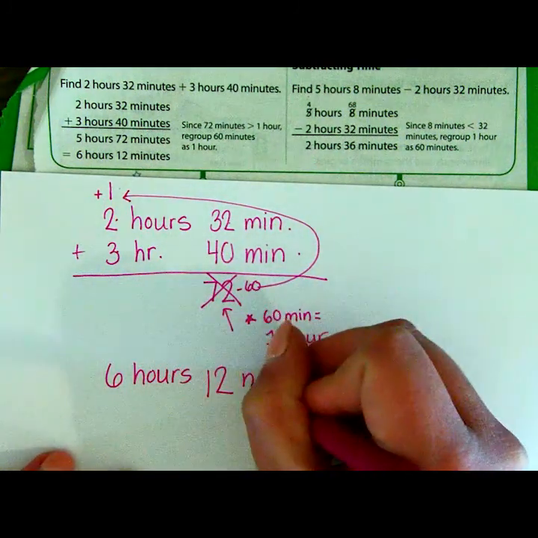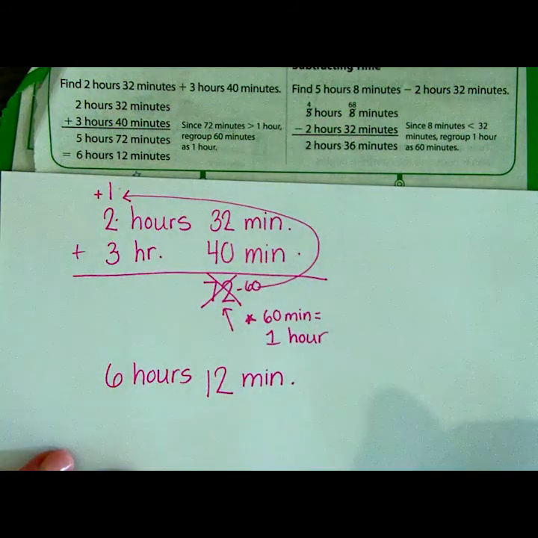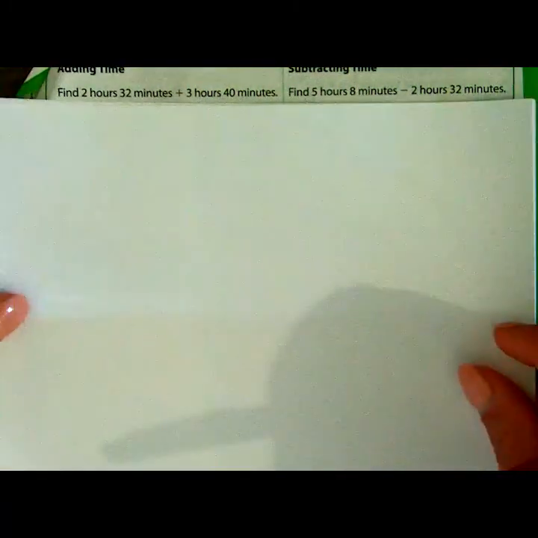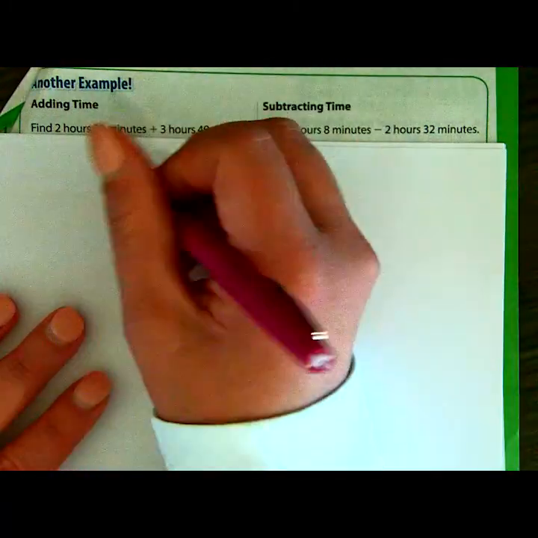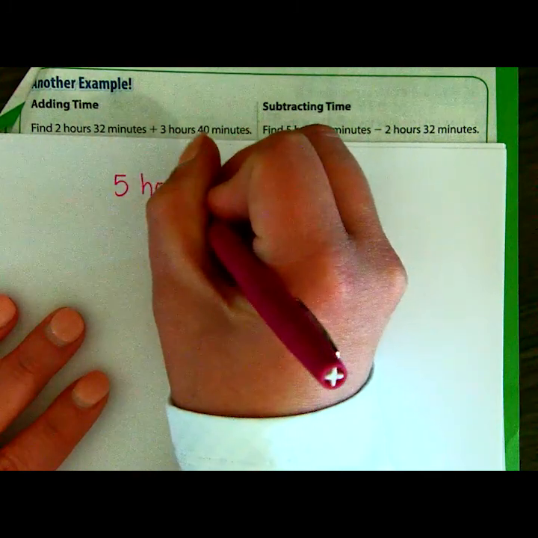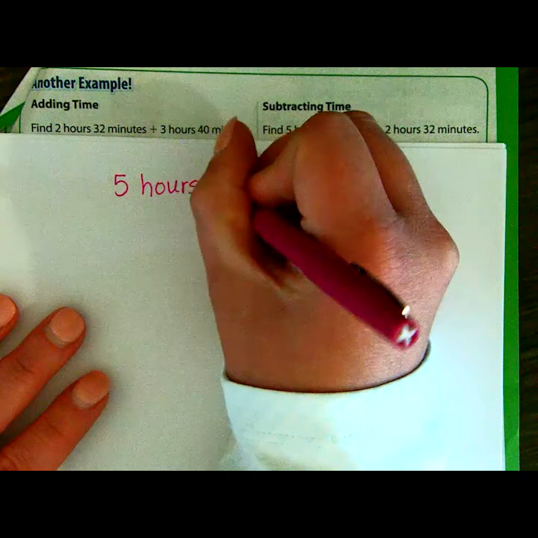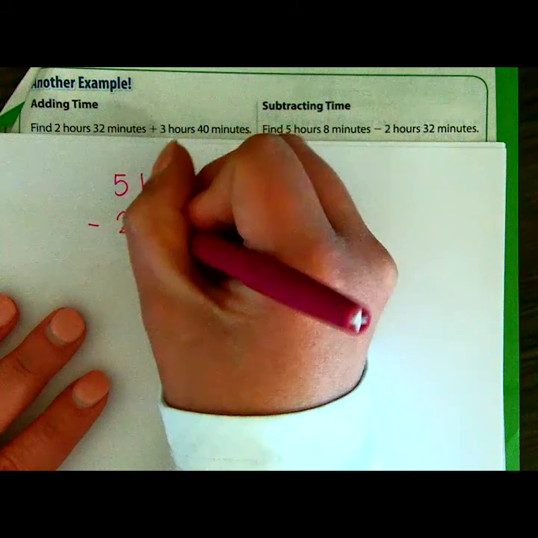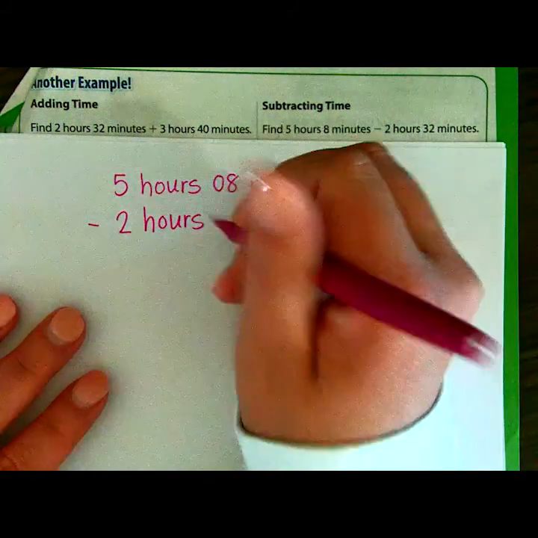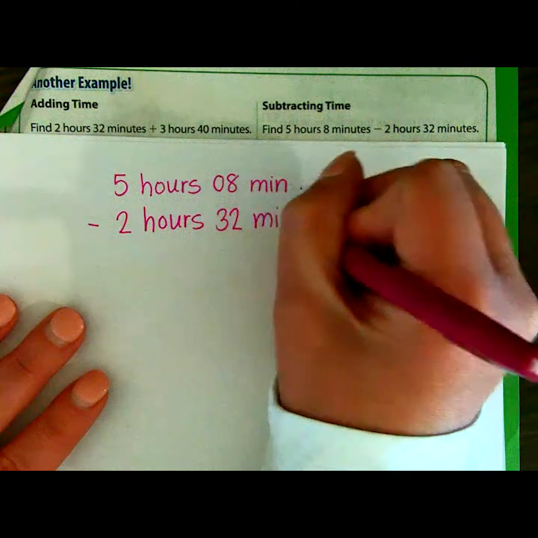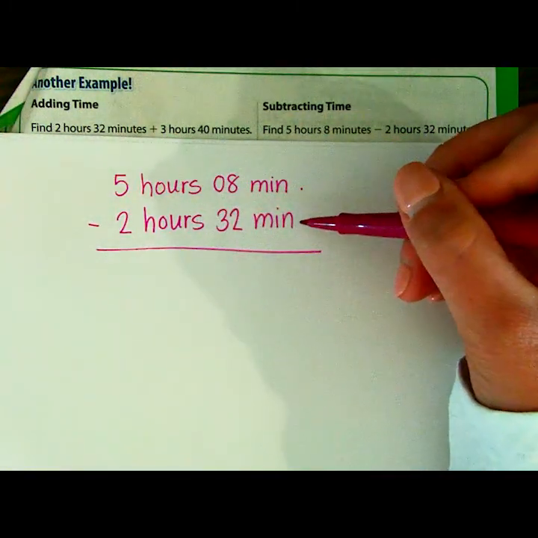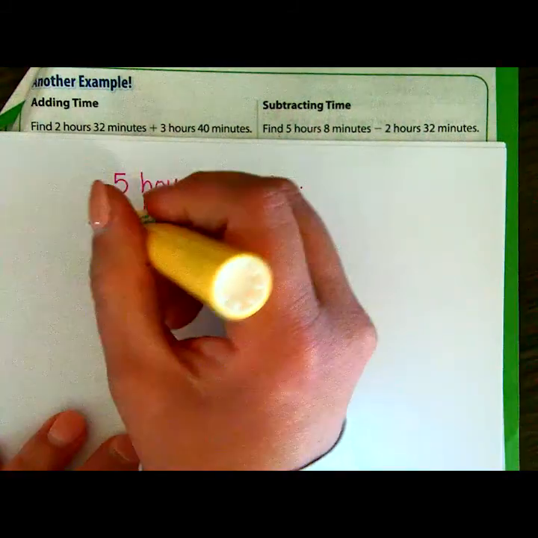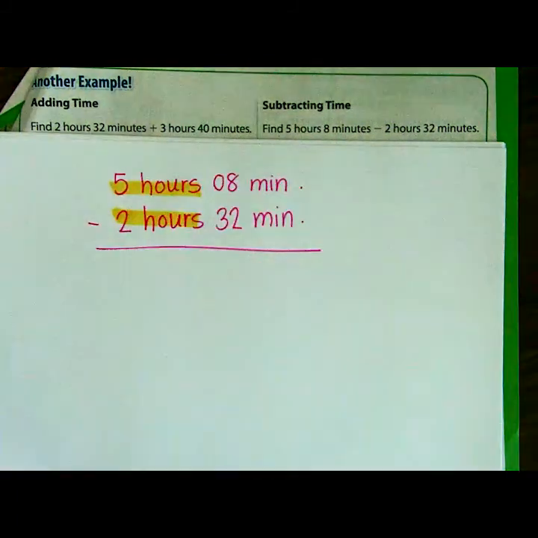Let's try one that we're subtracting. So let's go over here and get a clean piece of paper. So they want us to find 5 hours and 8 minutes, subtract 2 hours and 32 minutes. Now, some of you might be saying, well, why don't you just switch this? Why don't you just put the 2 hours and 32 minutes on top? Because you still have to know that 2 hours is less than 5 hours. So 5 hours is the larger amount. It must go on top, even though we can't take 32 away from 8.